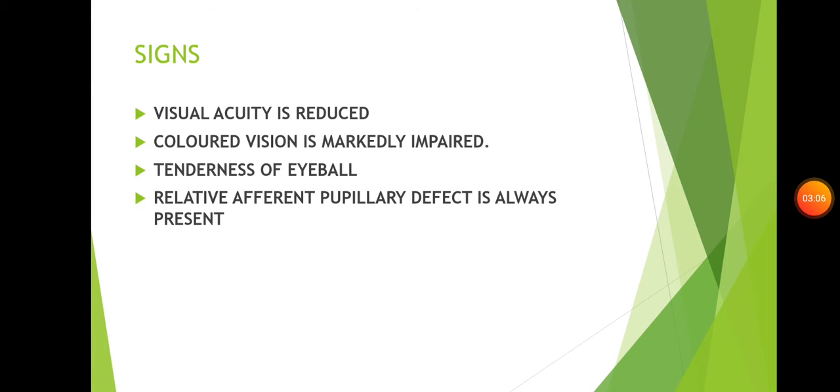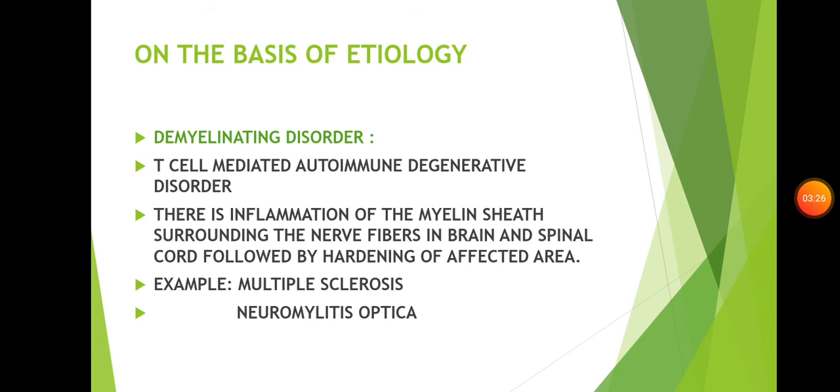Signs: visual acuity is reduced, color vision is impaired, tenderness of the eyeball is present, and the most important sign is the relative afferent pupillary defect, which is always present. Relative afferent pupillary defect is a condition in which the affected pupil dilates when light moves from the normal eye to the abnormal eye. Now let's discuss on the basis of etiology.